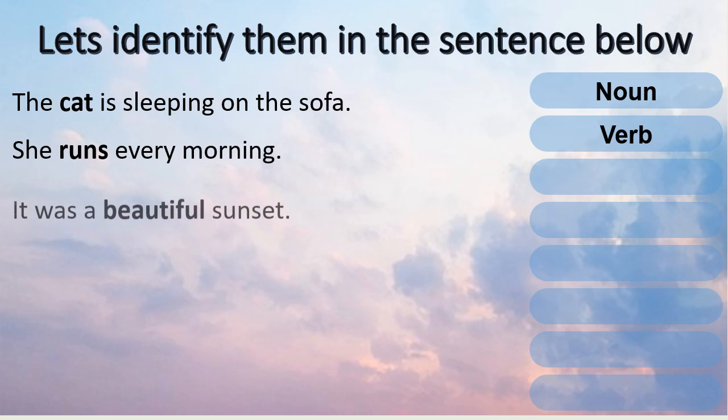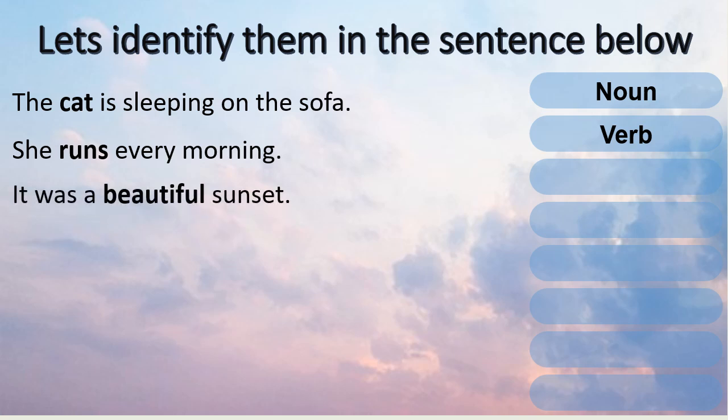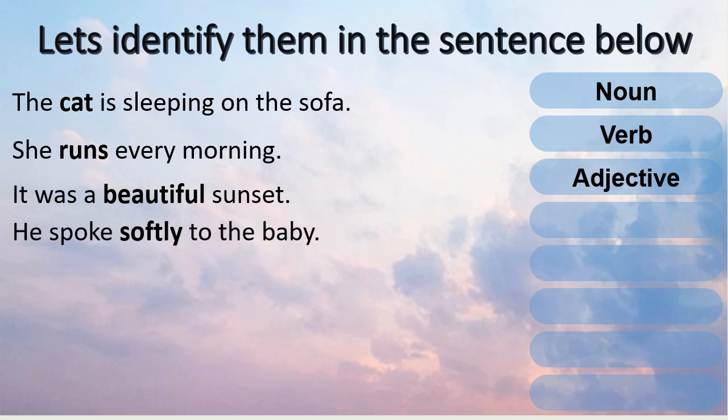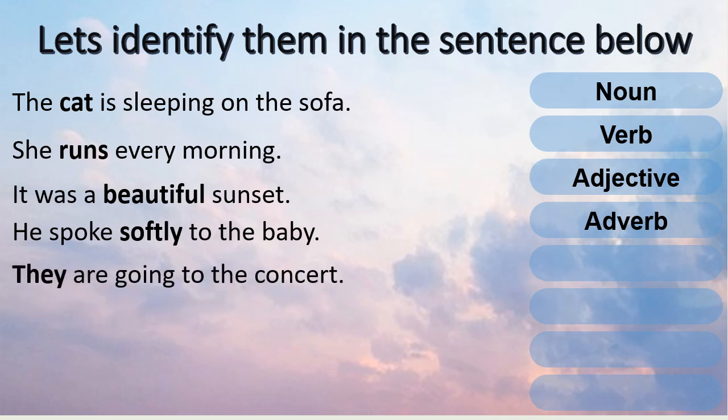3. It was a beautiful sunset. The word beautiful is an adjective because it describes the noun sunset. 4. He spoke softly to the baby. The word softly is an adverb because it describes how he spoke. 5. They are going to the concert. The word they is a pronoun because it replaces a noun.